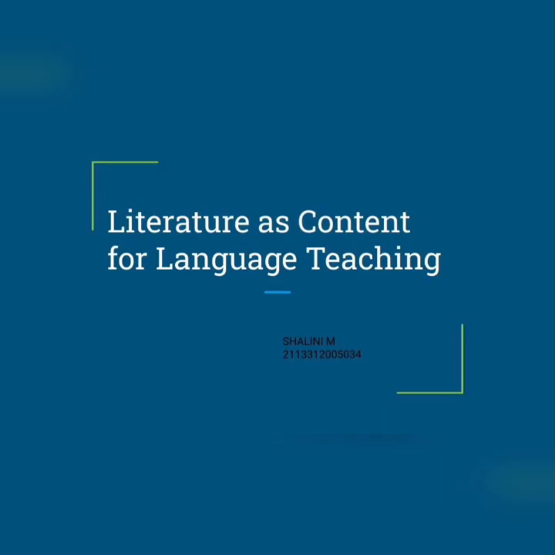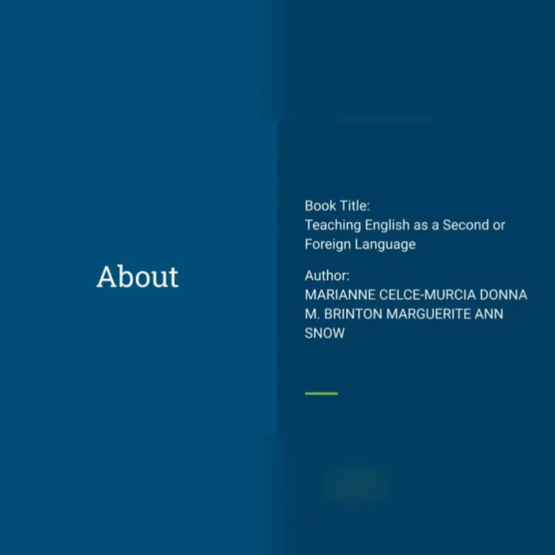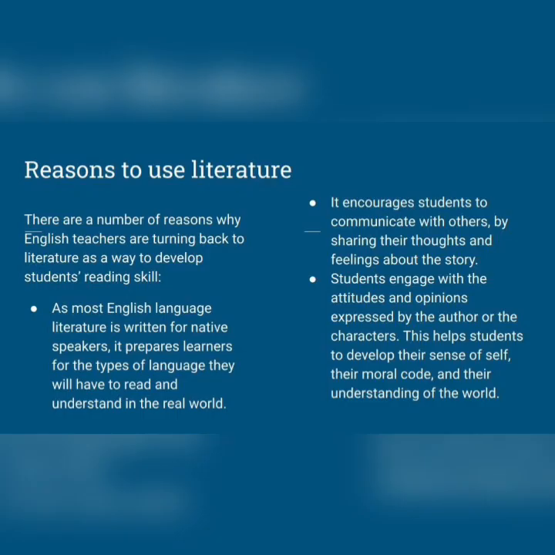My topic for the presentation is Literature as Content for Language Teaching from the book Teaching English as a Second or Foreign Language. So, why use literature in teaching a language? English teachers use language as a base to teach English in order to develop the language skills among the learners, as it is the basic to start with.